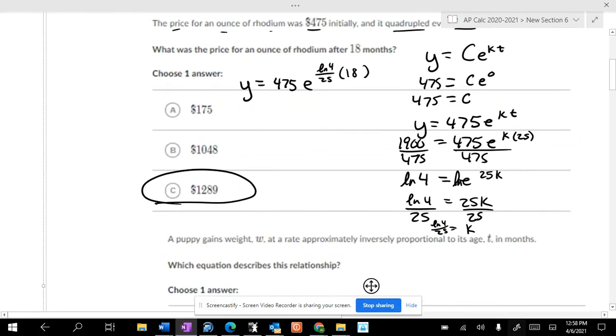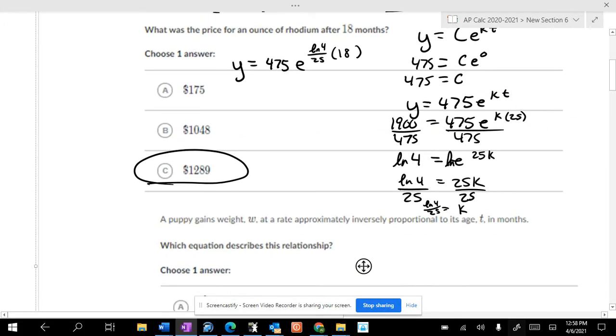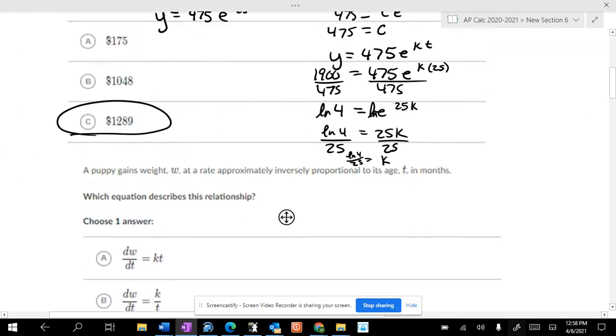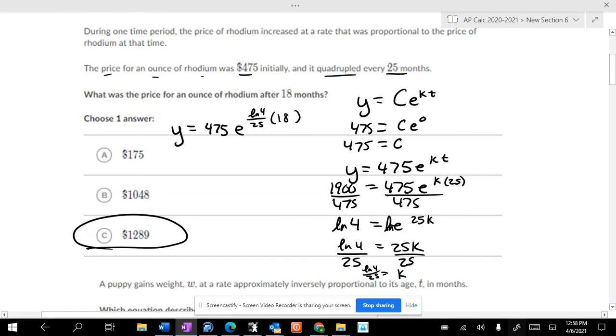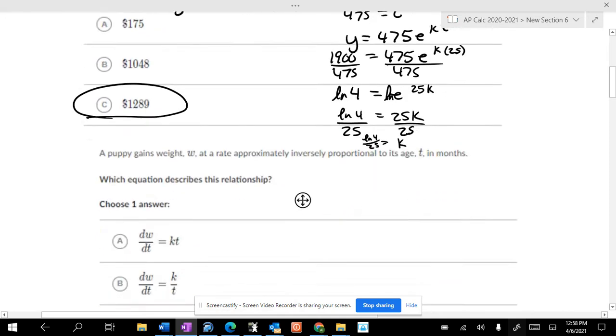But I only have a few questions. Okay. So, y equals c e to the kt. So we got this done. All right, there you go.